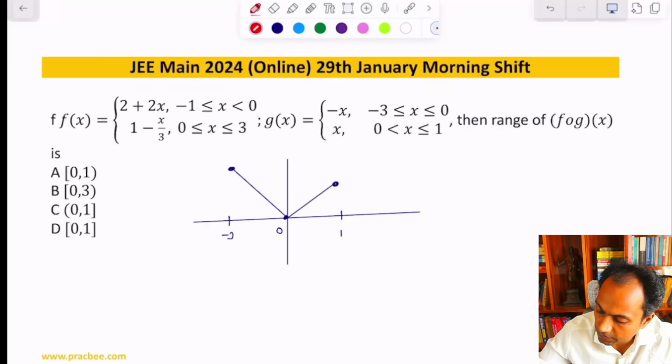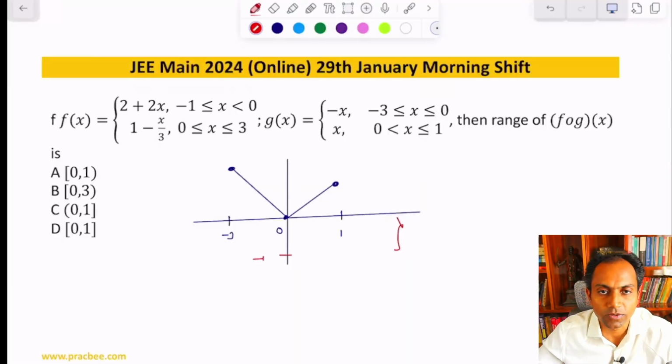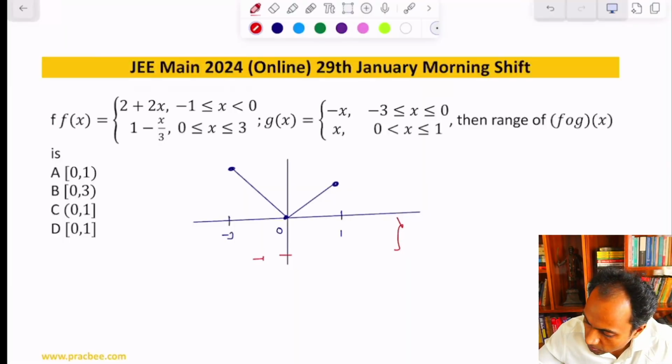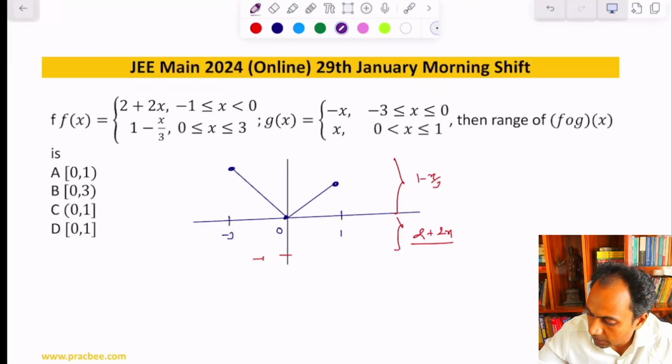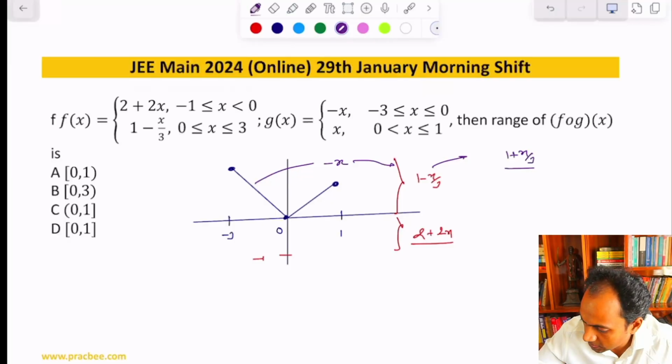Now on this graph, if I look into the function that is given to me, it says that if there is a value between -1 and 0 on the y-axis, because whatever is the output of gx will become input for the fx, so -1 to 0 will go inside the function 2 plus 2x. And whatever is the value between 0 and 3, that will go inside the function 1 minus x by 3. So this graph of minus x will go into this function and generate the function 1 plus x by 3, for the values of x from -3 to 0. So x lies between -3 and 0.